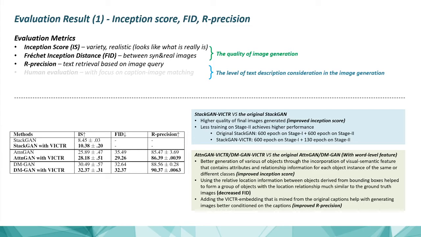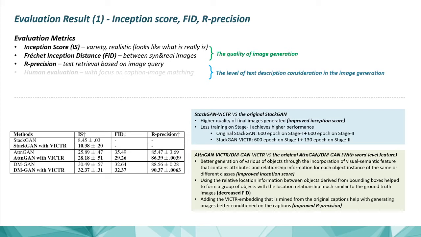For AttnGAN and DM-GAN, we applied the VICTR sentence feature in the initial image generation and the VICTR word feature for the iterative refinement. There is a clear improvement for all three metrics for both models with VICTR. The improvement in FID shows that using the visual semantic relation between objects actually helped to form the group of objects in geographically similar positions to those in the ground truth image.